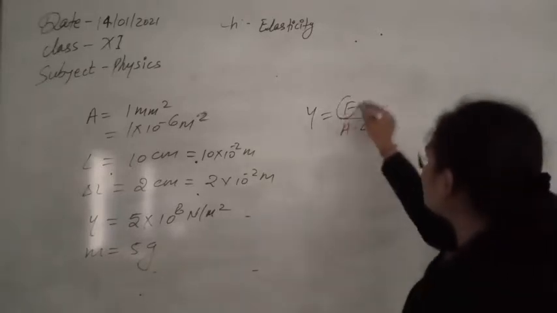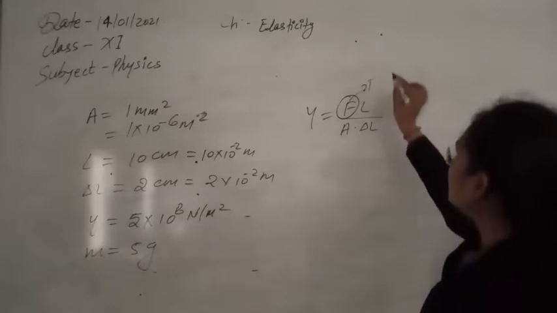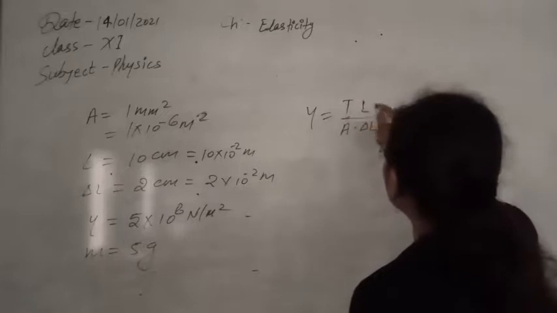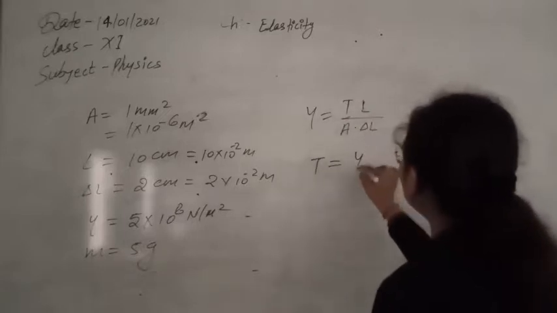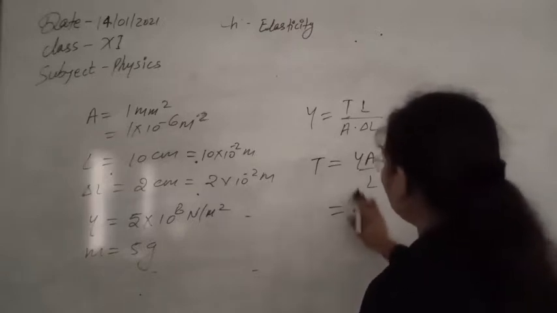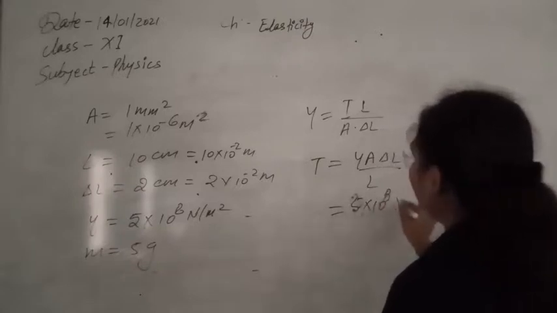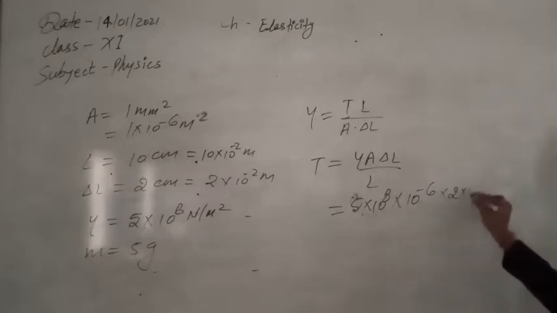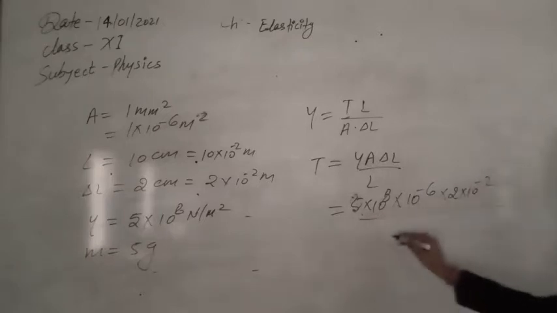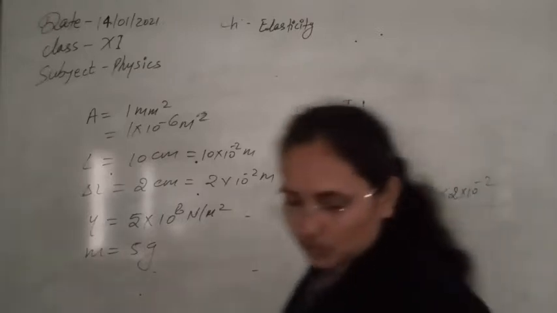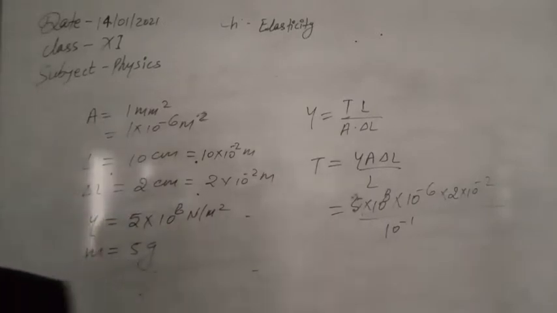Now this F is the deforming force, and it is equal to the tension. So the tension in the cord T can be calculated in place of F. Tension is equal to Y A delta L upon L. Now Y has value 5 into 10 to the power 8, A has value 10 power minus 6, delta L has value 2 into 10 to the power minus 2, and L has value 10 power minus 1. Now you can use this whole equation to find the tension in the string. So that is obtained as 100 Newton.